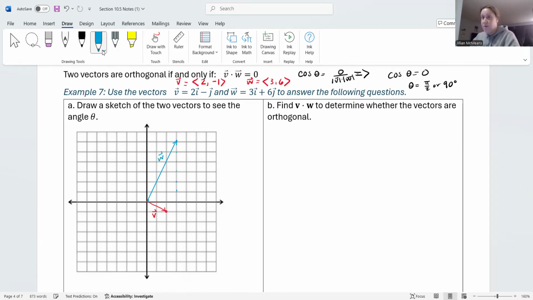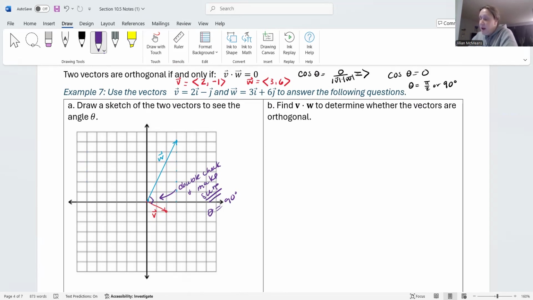Now, looking at these two vectors, it certainly looks like this angle is 90 degrees, but we need to double check and make sure theta is 90 degrees or pi over 2 radians. Keep in mind, this is not drawn as it would be in the unit circle, so don't think like that. We're looking for this angle between these two vectors.